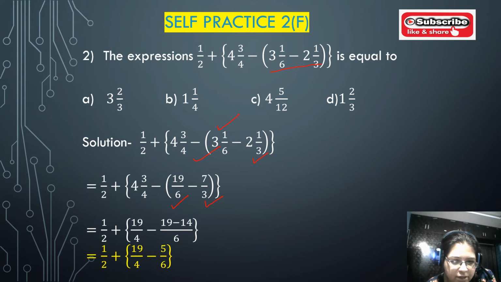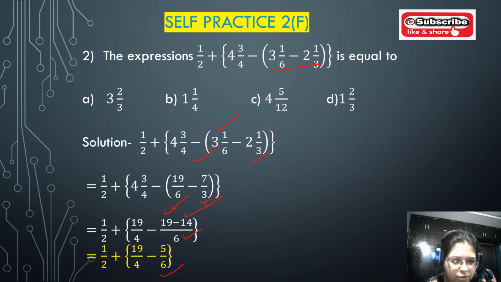And LCM of 6 and 3 is 6. Now divide this LCM 6 with denominator 6, that is 6 divided by 6 is 1, and multiply 1 with 19, we get 19. Now divide LCM 6 with the denominator of second fraction 7 divided by 3, that is 3. 6 divided by 3 is 2, and 2 multiplied with numerator 7, we get 14. Now we get 19 minus 14 divided by 6. 19 minus 14 is 5, 5 divided by 6.